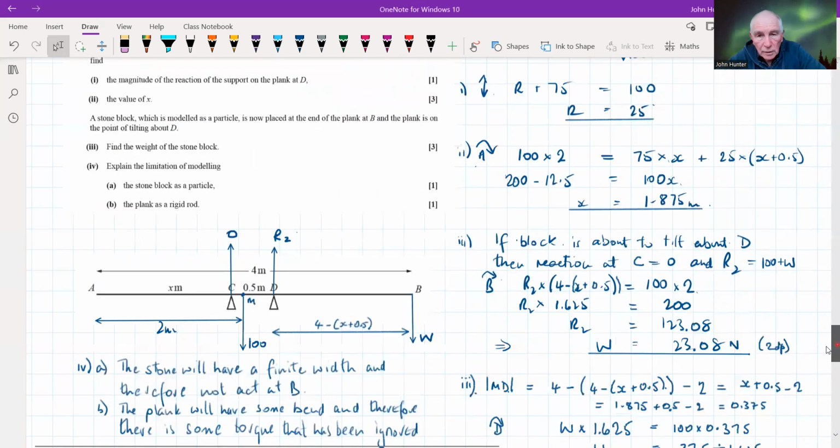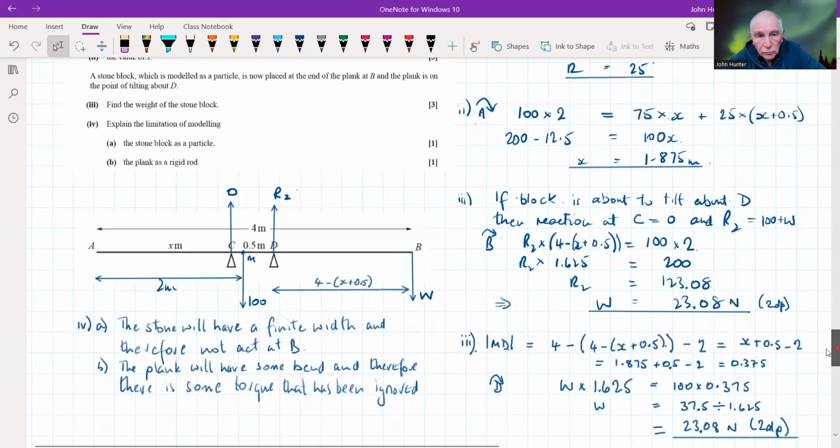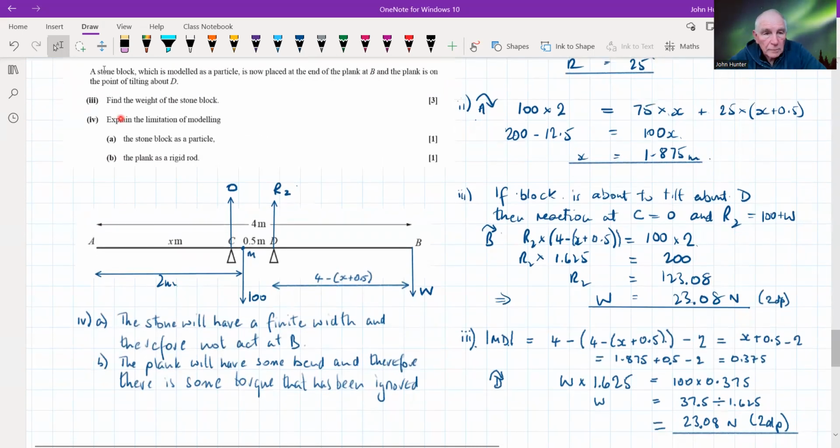Let's just go on and have a look now at parts 3 and 4. Okay, what happens? A stone block, which is modelled as a particle, is now placed at the end of the plank at B, and the plank is on the point of tilting about D. Find the weight of the stone block.